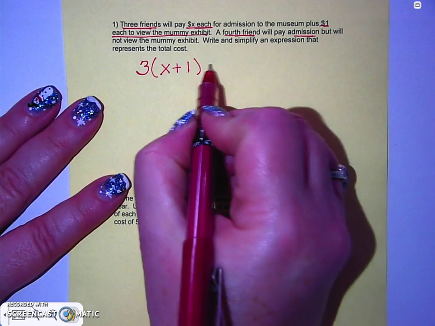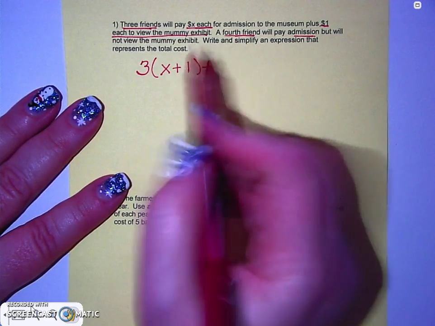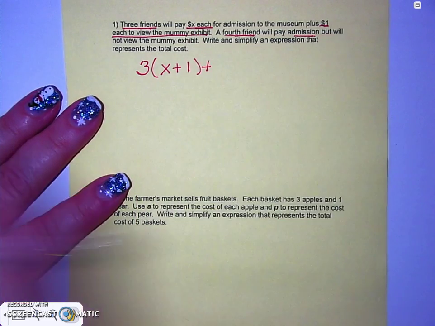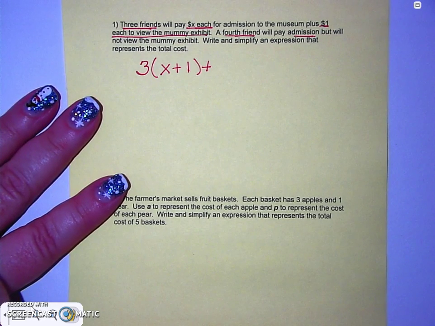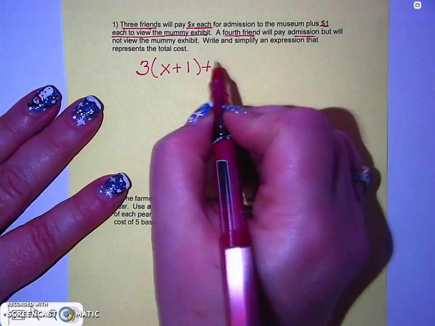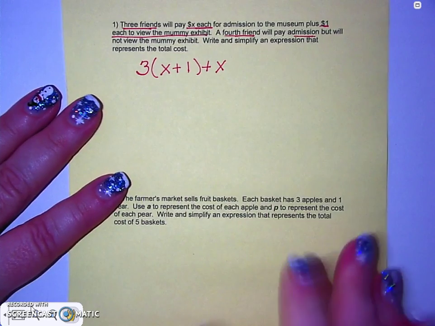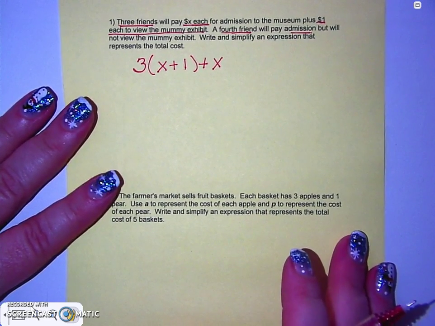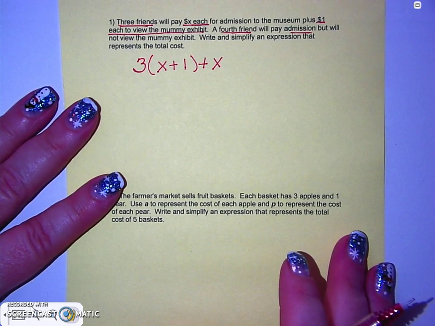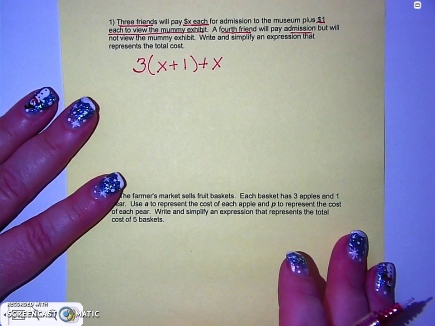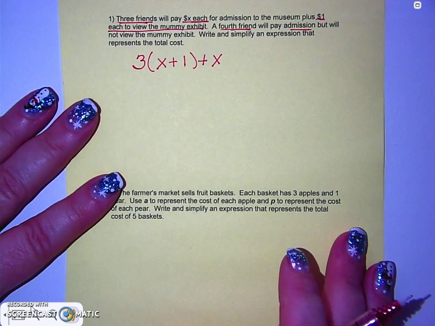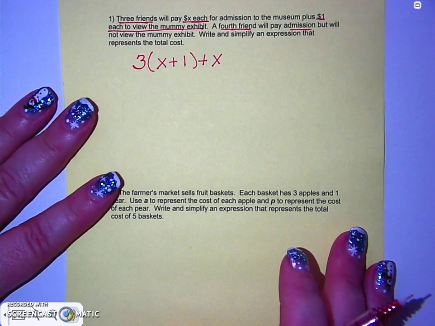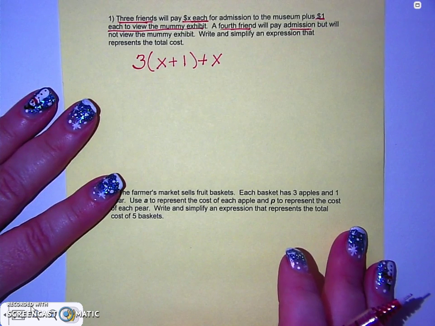We're going to say plus one more friend, and are we going to use an X or are we going to use $1? It says he's going to pay admission. What's the admission? X. So this is our expression that represents the problem: 3 times X plus 1, plus X. Now can we simplify this expression? Yes. What's the first thing that you notice that we need to do when you look at it?